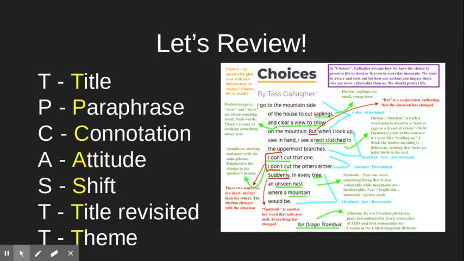So now you know what the acronym stands for, and now you know how you can annotate your poem and work out the meaning of your poem in 7 simple steps. Follow these steps, and you can end up with a poem with an annotation that looks as beautiful as mine.